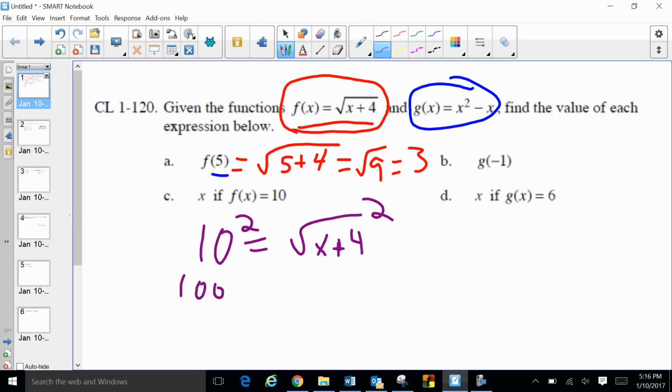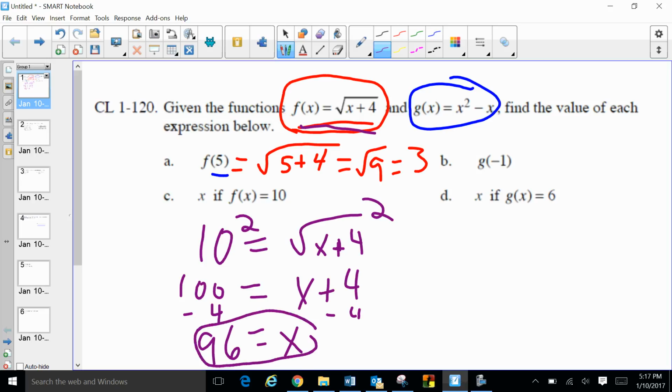That equals, when I square this square root on the right side, the squared and the square root go away, so all I have is x plus 4. Now I have a simple algebra problem where I can subtract 4 from both sides, and I get 96 equals x. You can check it by doing the square root of 96 plus 4 in your calculator, looking back at f of x there, and make sure it gives you 10, but it should. So there is your answer for that one.